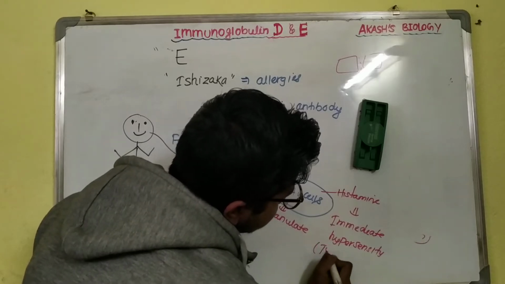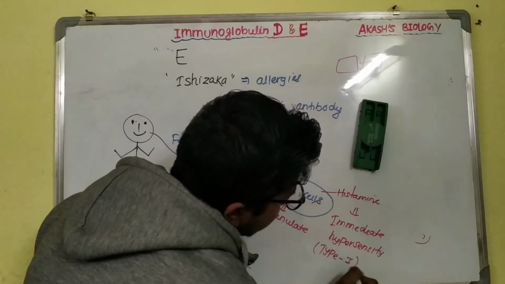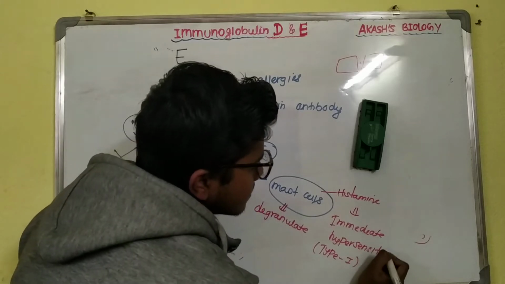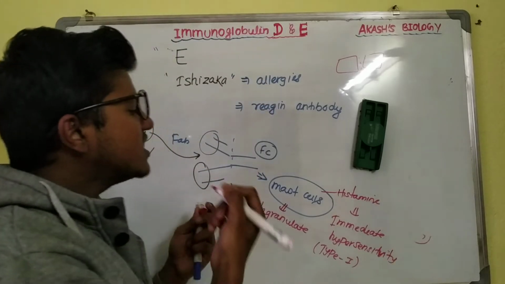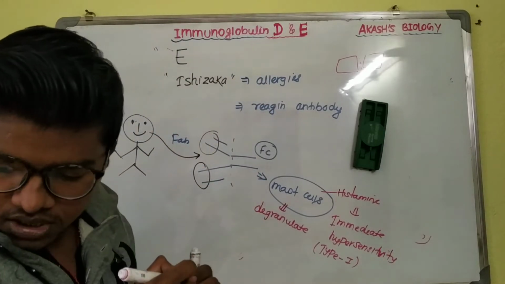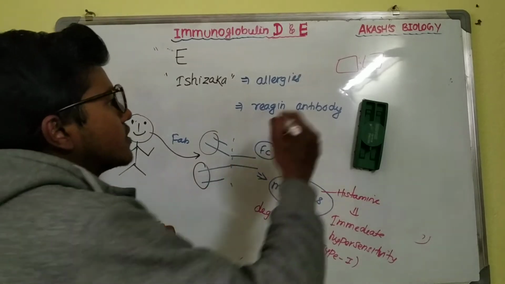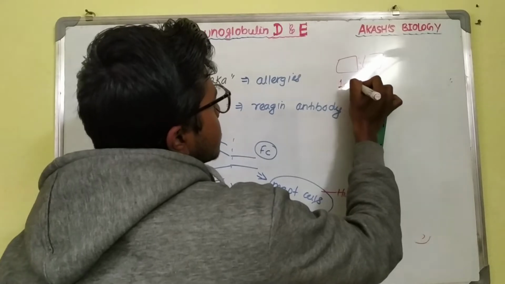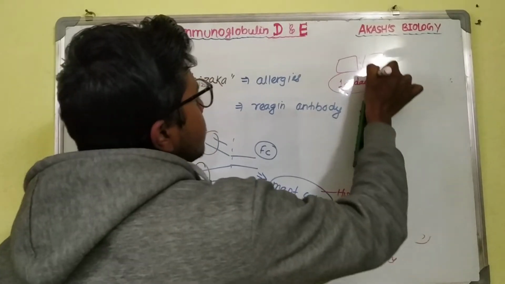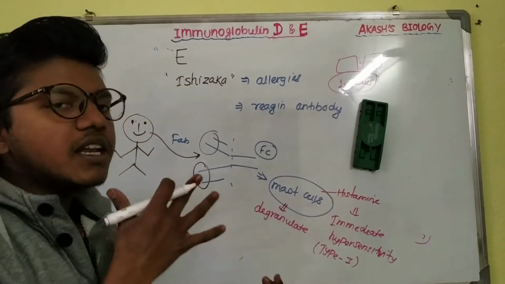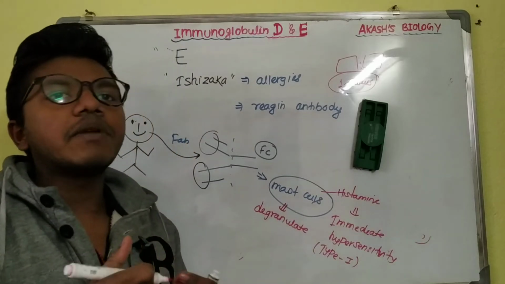So it is also known as type 1 hypersensitivity, and it is due to the mast cells. If we see its half-life, it is again 1 to 3 days. This component mainly acts in any inflammation that occurs in our body.